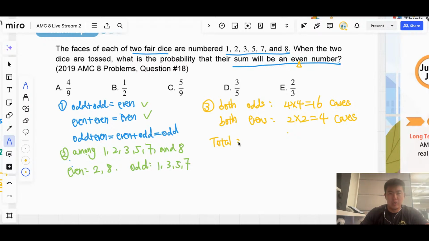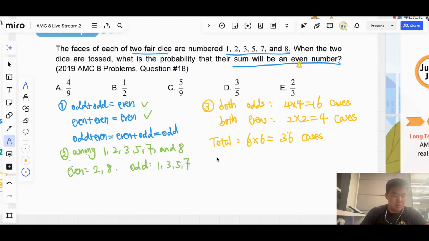Now let's find the total. Each die has 6 sides, and each of these sides can show up, and so does the second die. There are 2 dice, so 6 times 6. You get a total of 36 possible outcomes, right? So that's 6 times 6, which equals 36 cases.